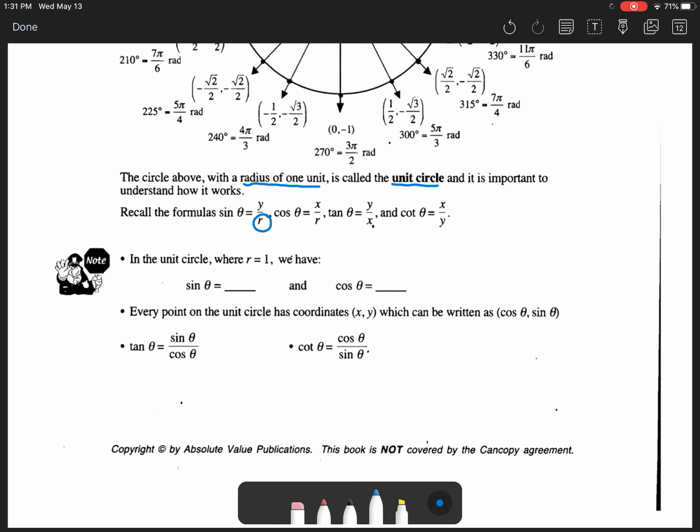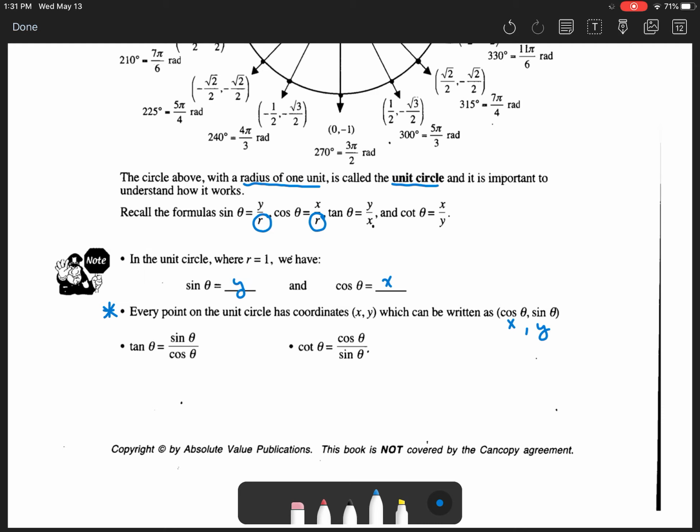So that's y over 1, which would just be y. Cosine is x over r, and r is 1, so that's x over 1, which is x. And then tangent is y over x, and cotangent would be x over y. We've seen those before. So sine is just going to be y, and cosine will just be x. And every point on the unit circle, (x, y), can be written in terms of cosine comma sine, because this is like saying the x coordinate and the y coordinate. So that's also really important.